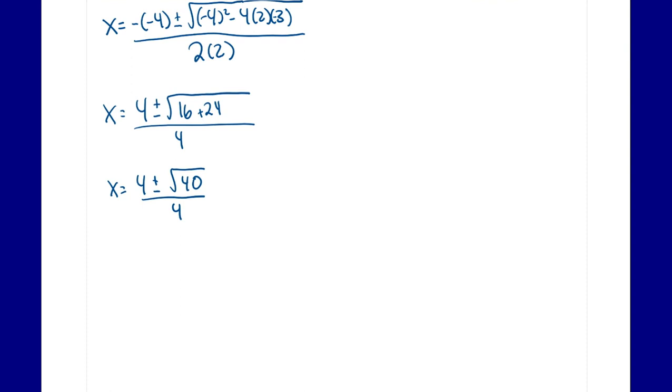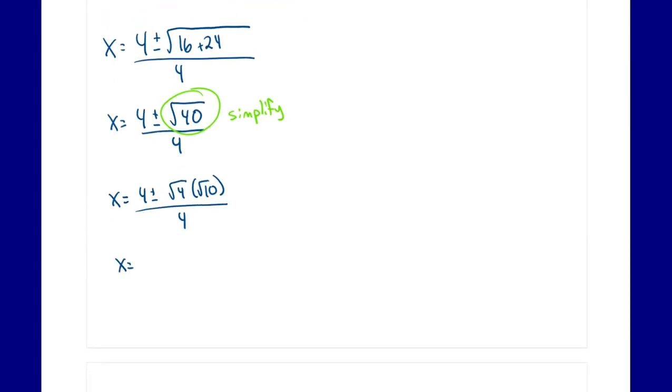We can simplify this using what we know about radicals. So we can make it 4 plus or minus root 4 times root 10, divided by 4. x is equal to 4 plus or minus 2 root 10 divided by 4. I can factor out on the top.